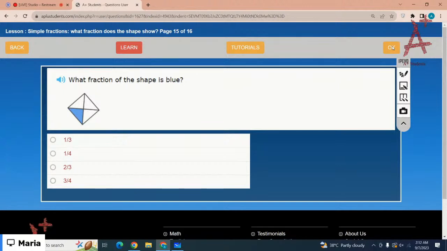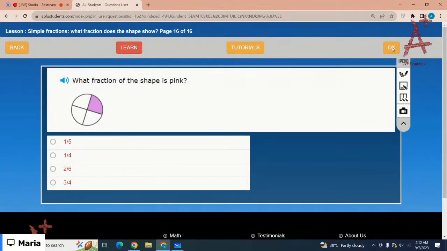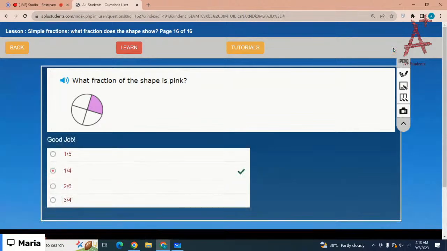What fraction of the shape is blue? Yes, very good. That would be 1 out of 4. The correct option is 1 out of 4 because the shape has a total of 4 portions. Just one of them is purple, so it would be 1 out of 4.